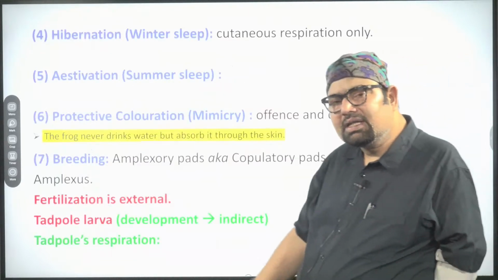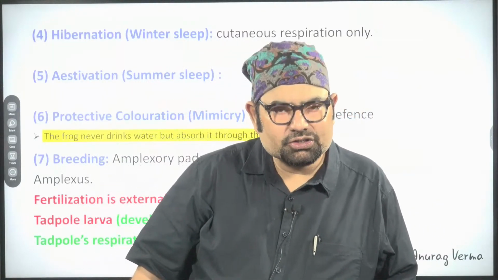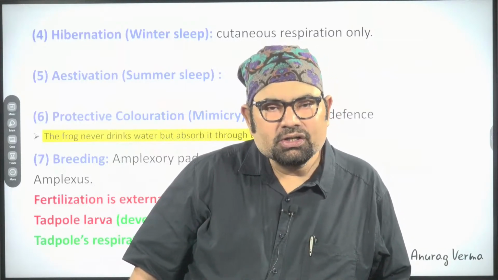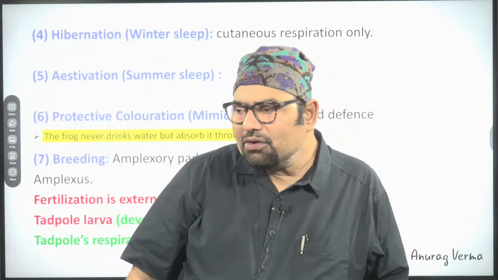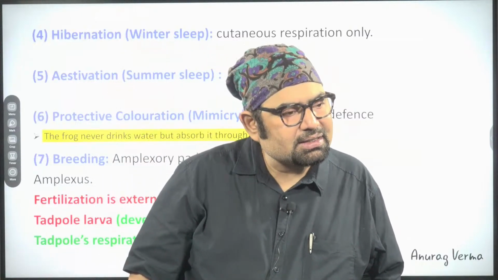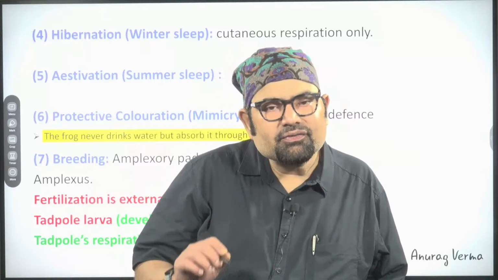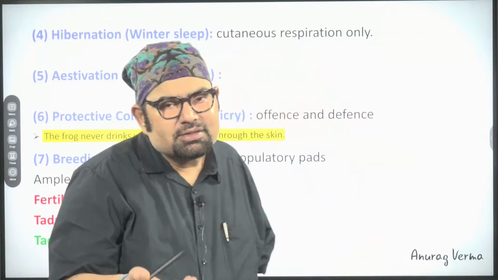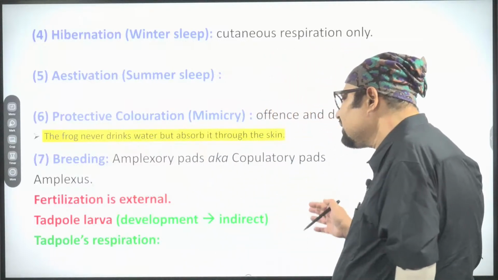A very important point: if a statement comes that Indian bullfrog, which is Rana tigrina, is found in Indian Ocean, true or false? Write T for true, F for false. Yes, the correct answer is false, because ocean means marine water and they are freshwater animals. They are usually found in ponds, lakes, ditches. So that is very important.